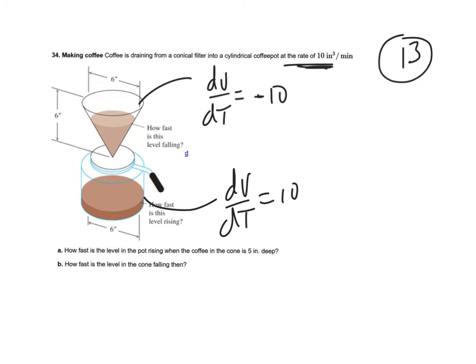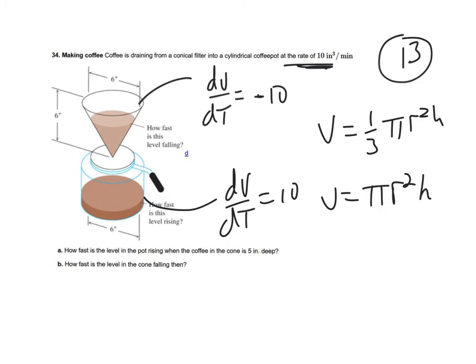Some things you want to remember: the volume of a cone is 1/3 pi r squared h. The volume of the coffee pot is a cylinder, and that's pi times the radius squared times h. Of course, for this coffee pot, the radius is never changing. The radius is going to be 3, right?